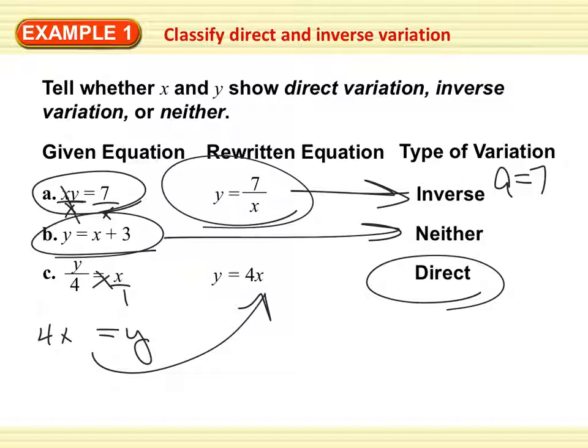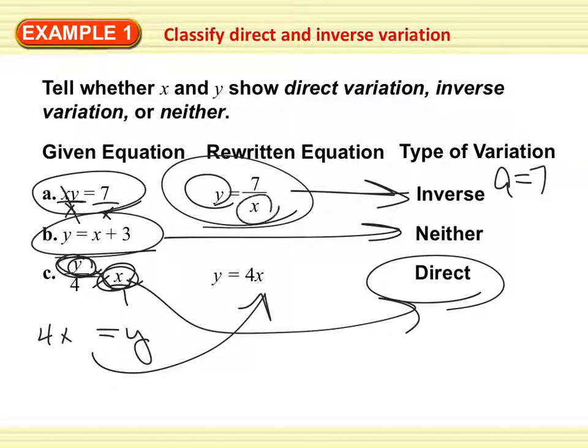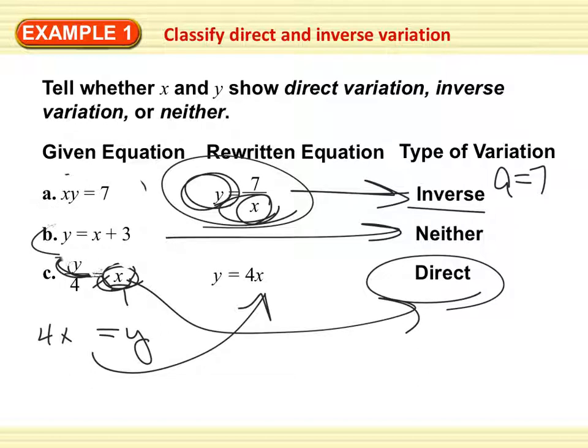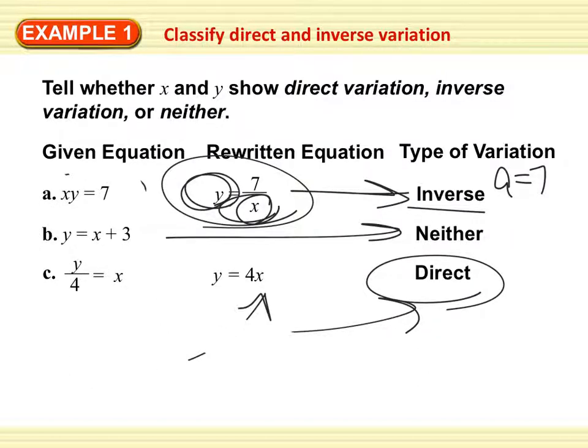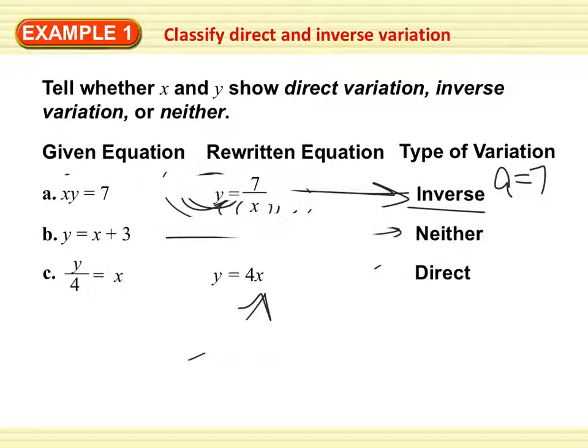Okay, I can also say that these are both ground level or numerator, therefore direct. These are numerator and denominator, or ground floor and basement, therefore inverse. Okay, you have to memorize this. There's no way for you to get it unless you just memorize that when I have ground floor and basement, it's inverse. When I have ground floor and ground floor, it's direct. When I don't have any multiplication going on at all, it's neither.